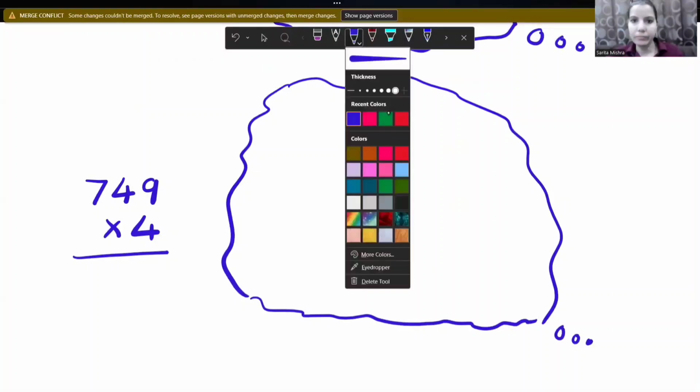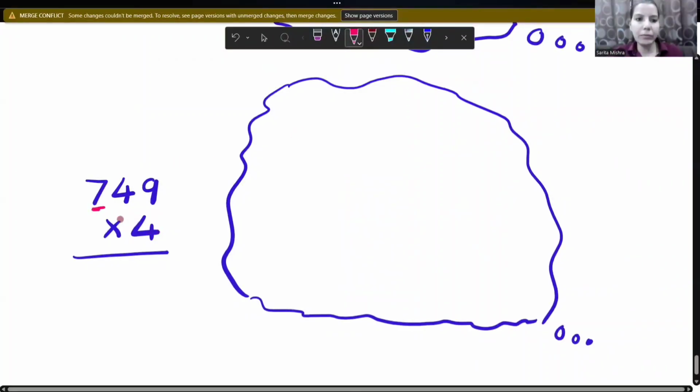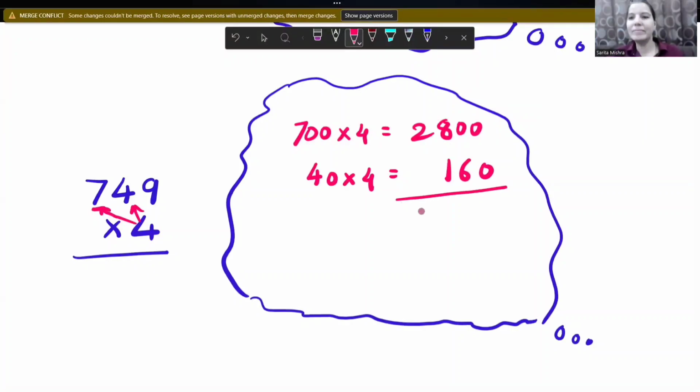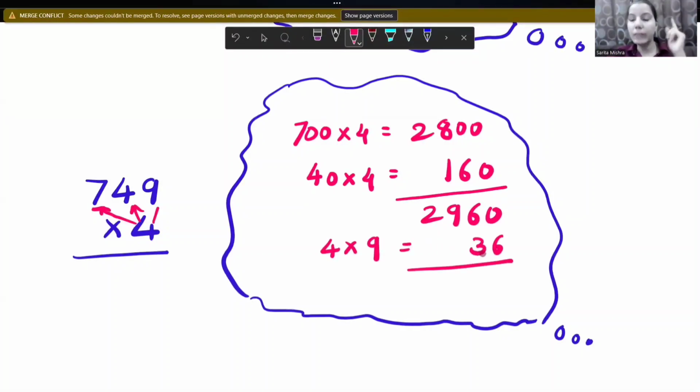So finally, just think of this number 7 and 4. 700 times 4, that is 2800. We will then just do 40 times 4, that is 160. Okay. So here we will do 2800 plus 100, 2960. So we will have 2960. And then we will do 4 times 9, that is 36.